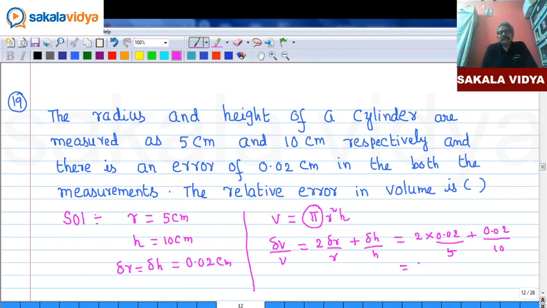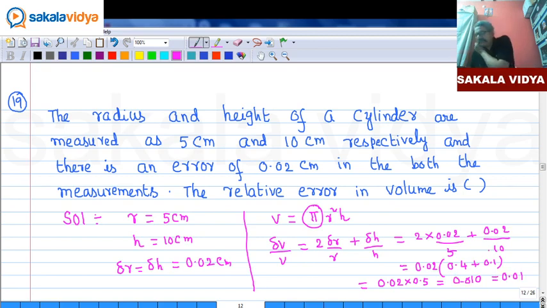So that means actually 0.02 common, we have 2 by 5 is 0.4 plus this will be 1 by 10, 0.1, 0.02 into 0.5. This is equal to 5 into 2, you get 10. How many points? 1, 2, 3. 0.01. 0.01 is the answer. Yes.